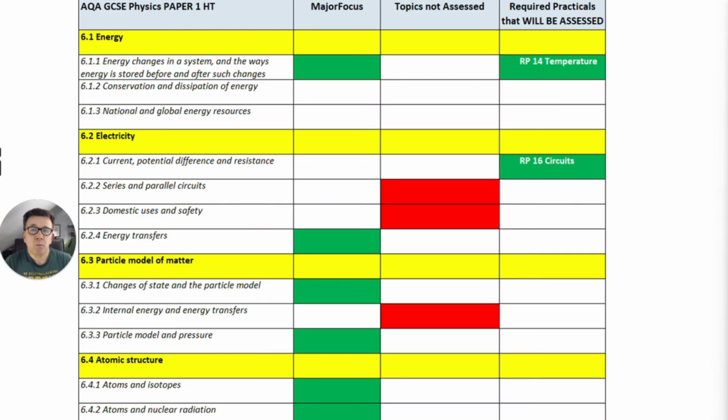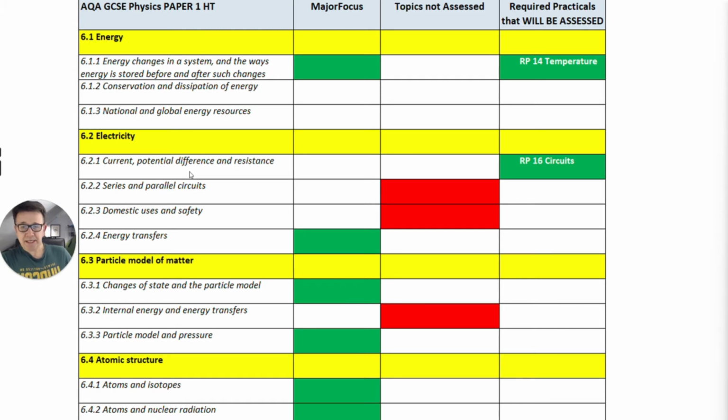Okay, so here's paper one for the higher tier. As you can see, there seems to be quite a lot of emphasis on the particle model of matter and atomic structure. But let's start at the top. So remember, the green is the major focus, the white is the lower tariff points. So you still need to learn those things. They're going to be important for linked questions as well. So energy, you definitely need to know about energy changes and energy stores. So you do a very important required practical, which is about temperature. So you need to learn that.